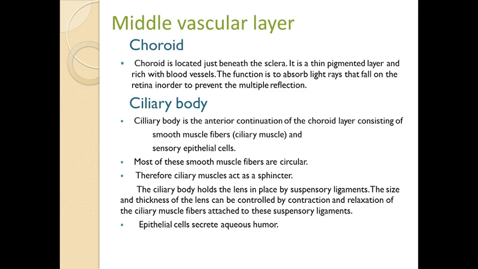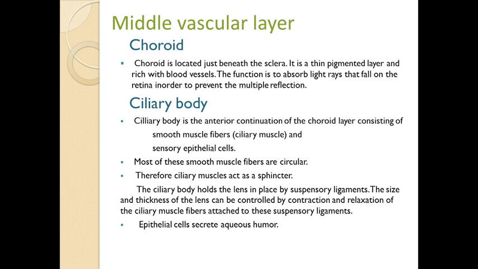Then the ciliary body. The ciliary body is the anterior continuation of the choroid, and it consists of two main things: smooth muscle fibers, which are called ciliary muscles, and sensory epithelial cells. Most of these smooth muscle fibers are circular smooth muscle fibers. Therefore, ciliary muscles can act as a sphincter. That's an important point. Ciliary muscles are circular muscles.